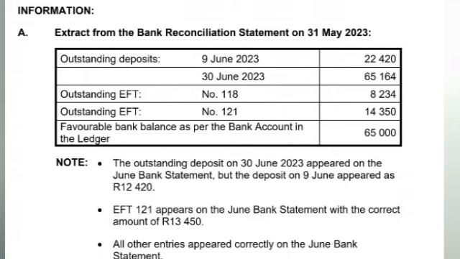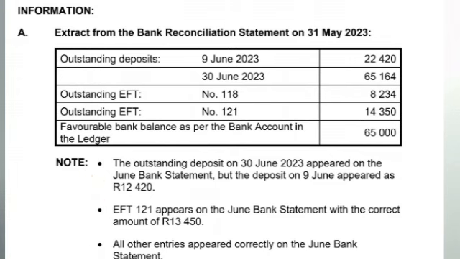So you will see the bank recon, and they have given you some notes to give you additional information. The first bullet says the outstanding deposit on 30 June appeared on the June bank statement, but the deposit on 9 June appeared as 12,420.